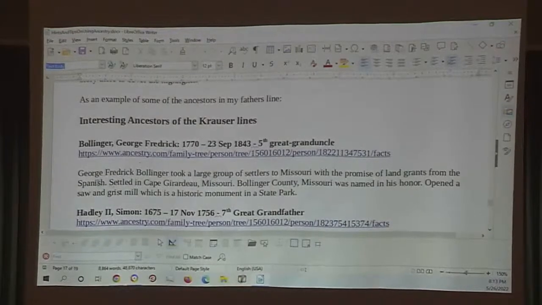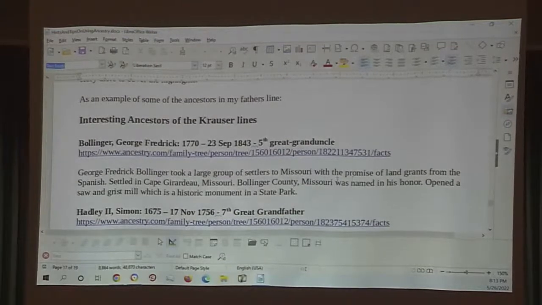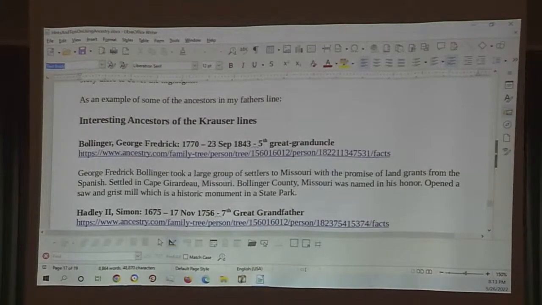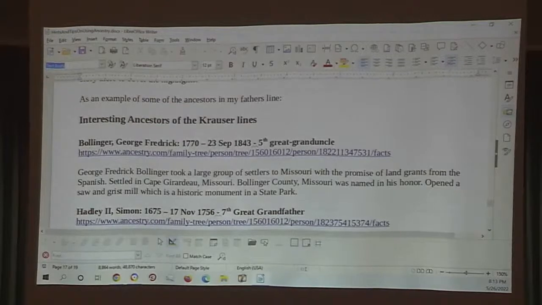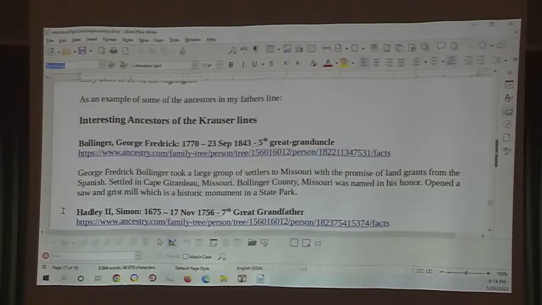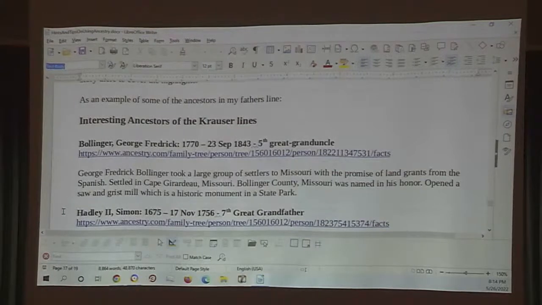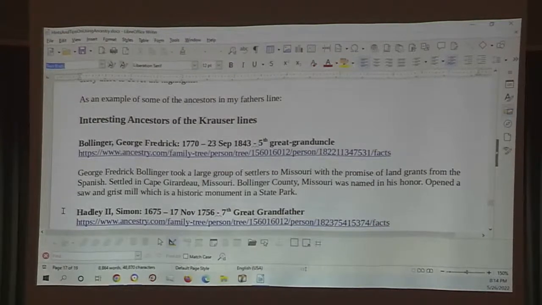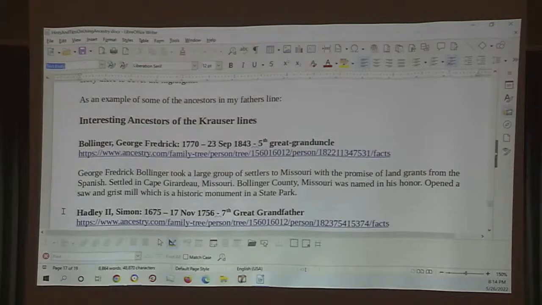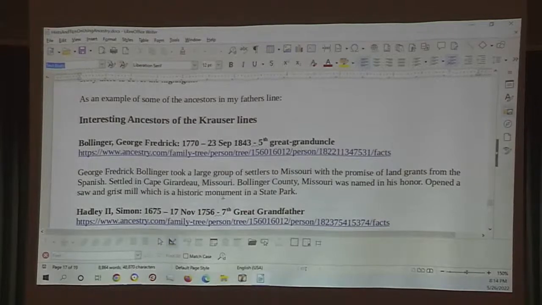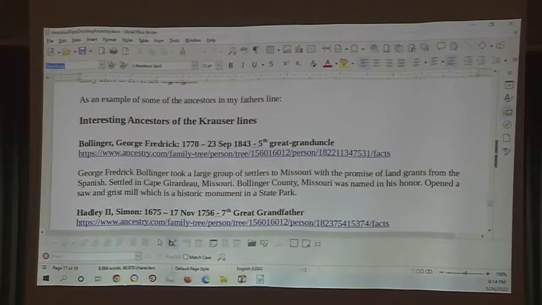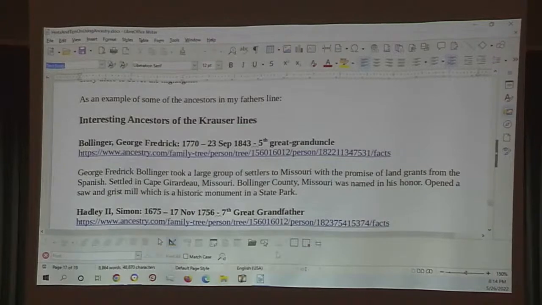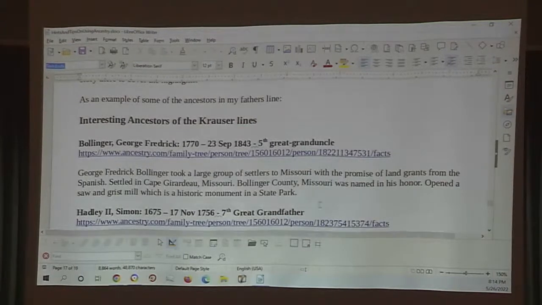Bollinger, George Frederick, took a large group of settlers to Missouri with the promise of land grants from the Spanish, who ruled Missouri then, right? And he said, if you go back and bring us a lot of people, we'll give them all land, but they have to swear they're Catholic, because the Spanish were all Catholic. If you sign a paper that says you're Catholic, we'll give you so many acres of land. So he went back to Virginia and brought back a couple of hundred people, and the Spanish gave them all land.